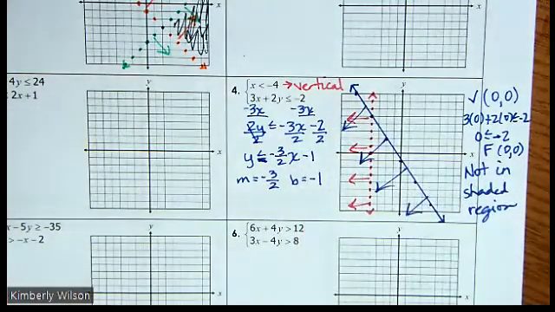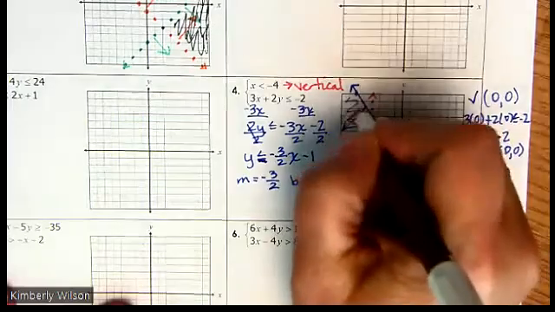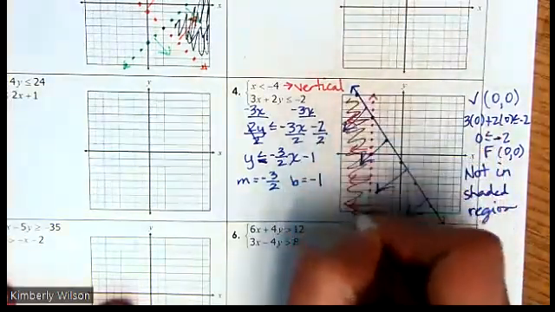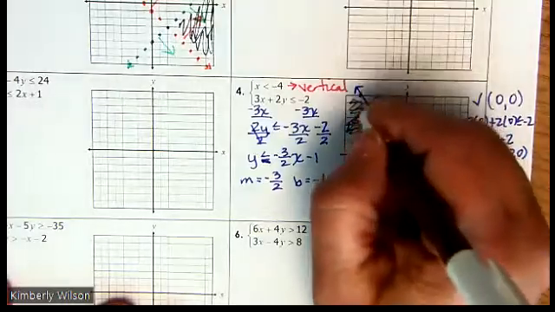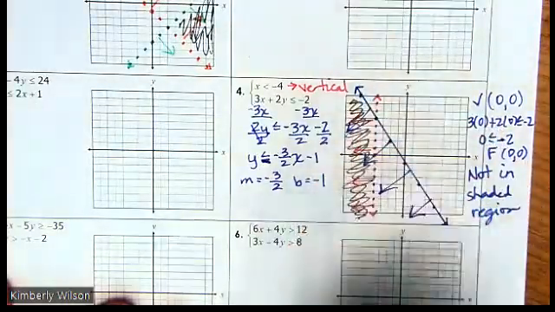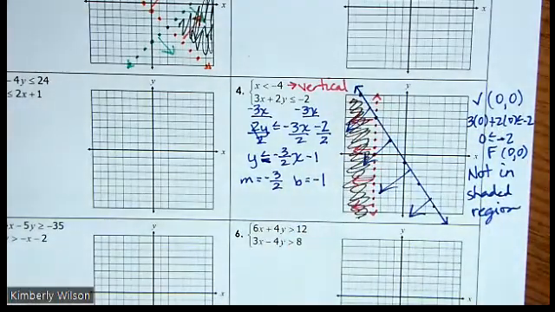Remember, I only want the double shaded region, which is this area here. The brown or the darker color is the double shaded region. Okay, one more.